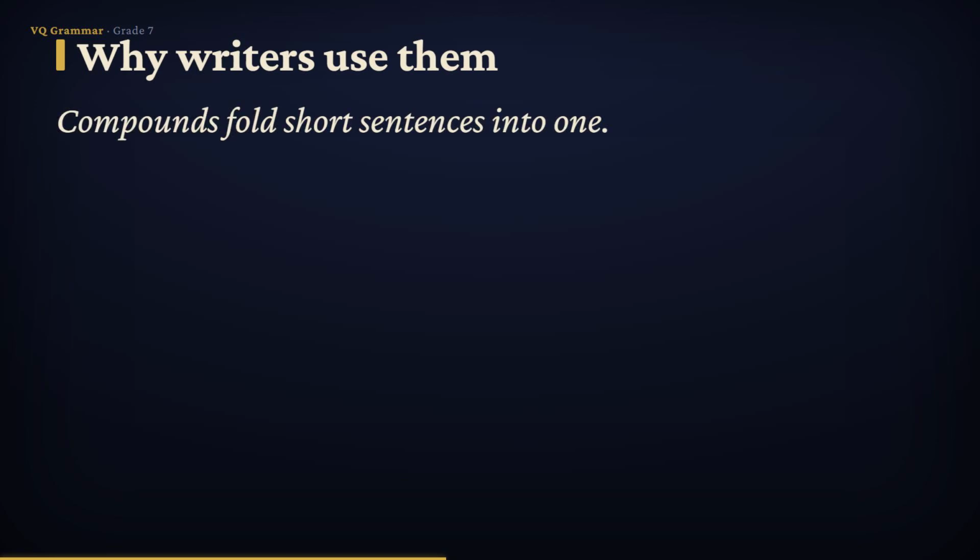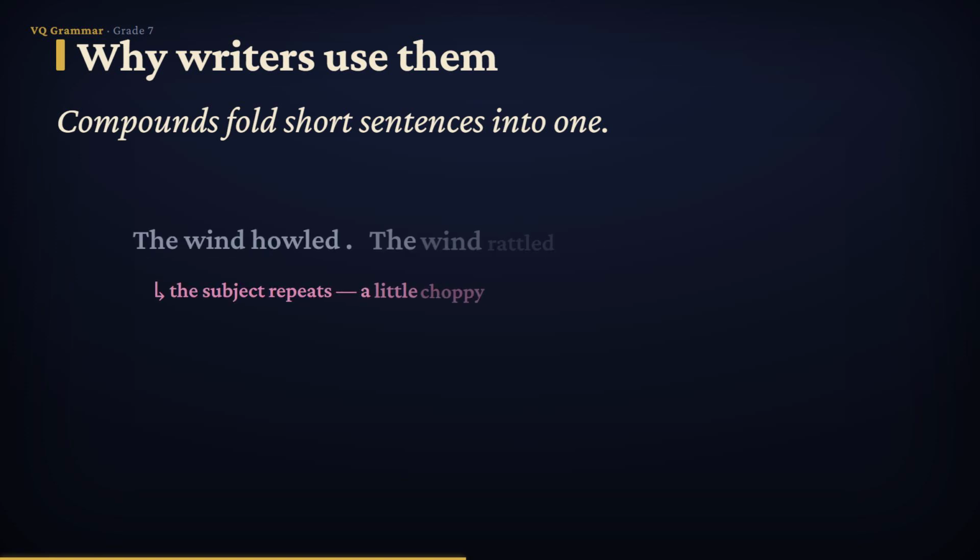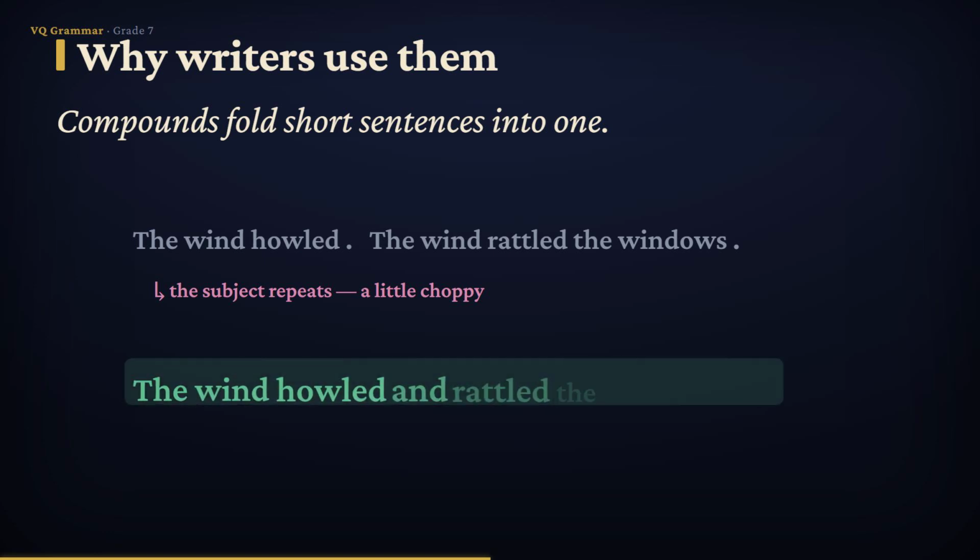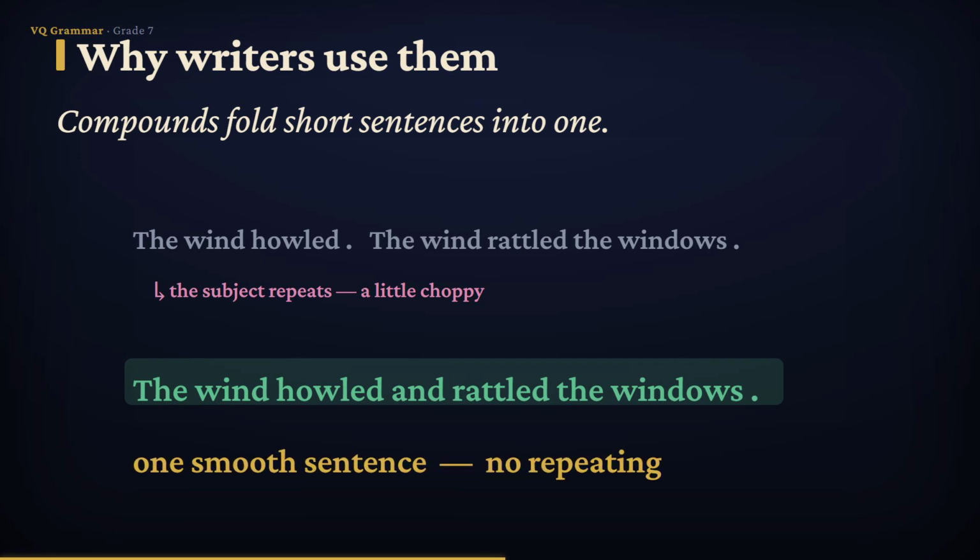Here's why this matters when you write. Compound parts let you fold short, repetitive sentences into one. Picture these two. The wind howled. The wind rattled the windows. Saying the wind twice feels choppy, doesn't it? With a compound predicate, you can join them. The wind howled and rattled the windows. Same meaning, one smooth sentence, and the subject only shows up once. That's the everyday power of compounds.